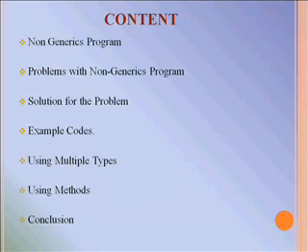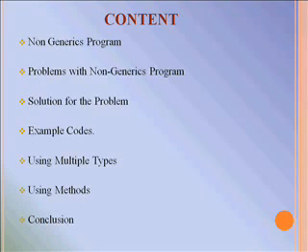First of all, we will be talking about non-generic programs, according to example codings. Then the problems that can be found in non-generic programs and the solutions that can be taken to resolve these problems. And we will also discuss example codes that can be found in generics, and also the multiple types and methods that can be found in generics. We will cover these things in the future.